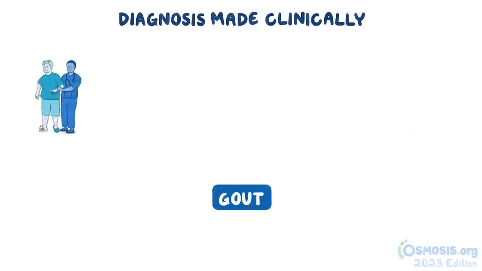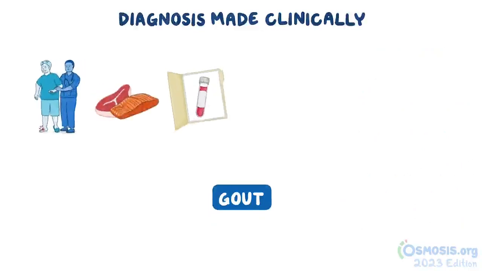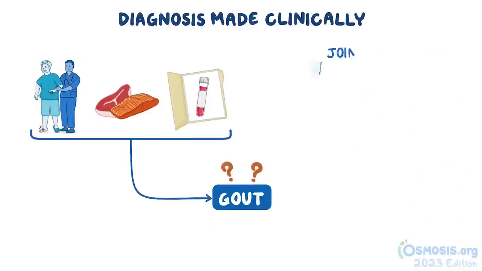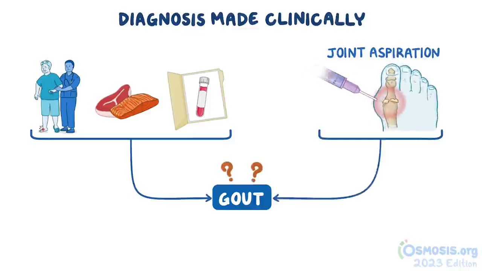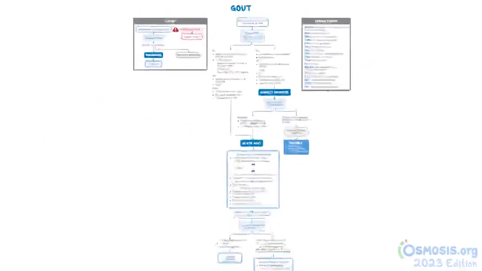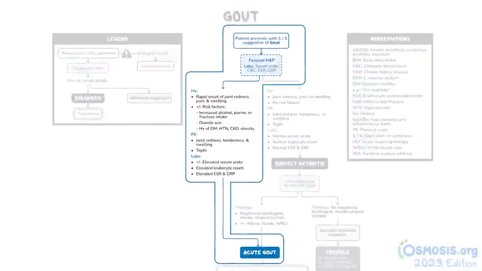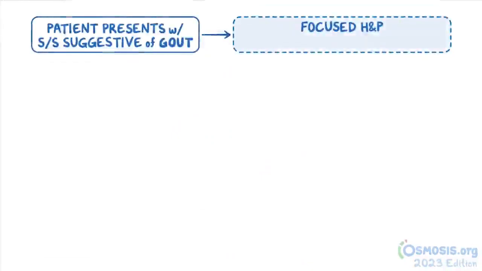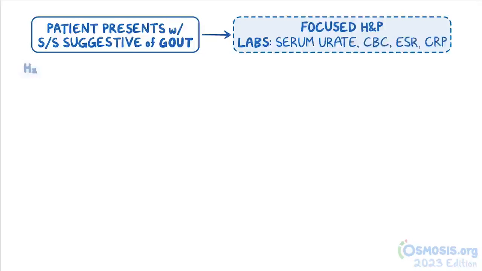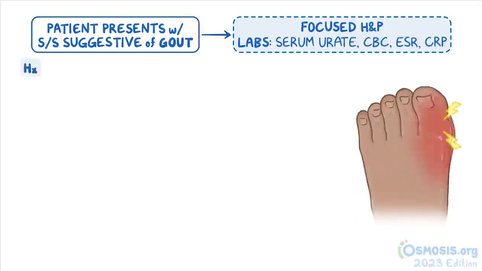Gout is an acute inflammatory arthritis that occurs when monosodium urate crystals deposit in joints, soft tissue, and bones. This is typically associated with hyperuricemia due to either underexcretion or overproduction of uric acid. Risk factors include male sex, obesity, drinking too much alcohol, consuming certain foods like red meat and seafood, as well as dehydration, taking diuretics like thiazides, and increased cell turnover like in hemolysis or tumor lysis syndrome.